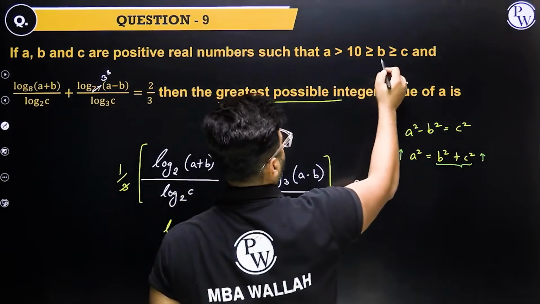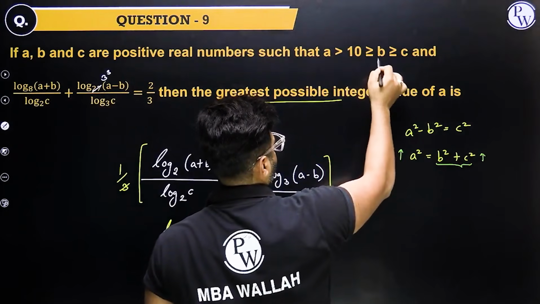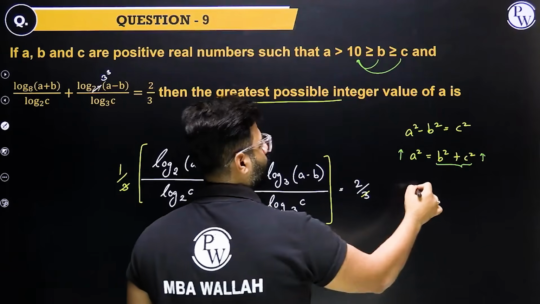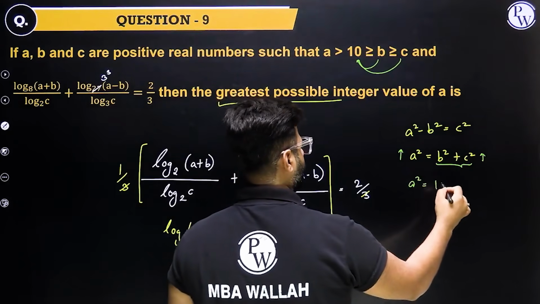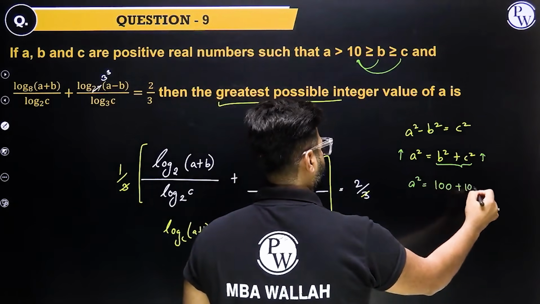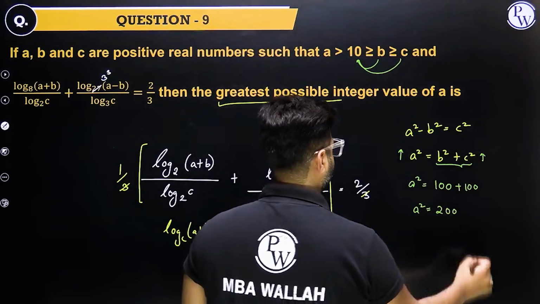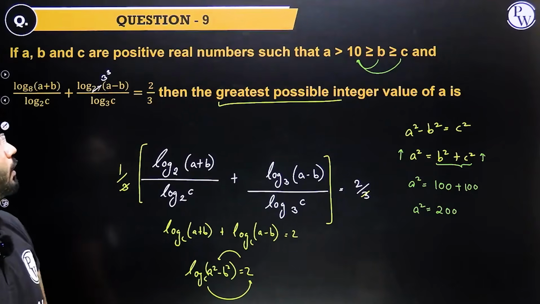What is the maximum value of B and C? They are always less than 10. So the maximum value of B is 10, the maximum value of C is 10. So A square has the maximum value of 100 plus 100. So A square has the maximum value of 200. Right?